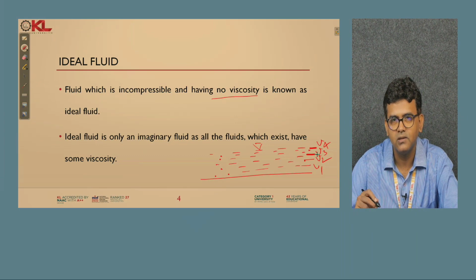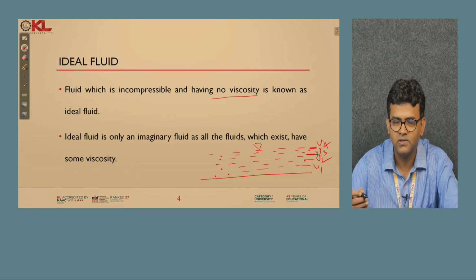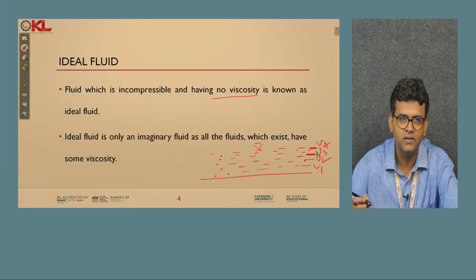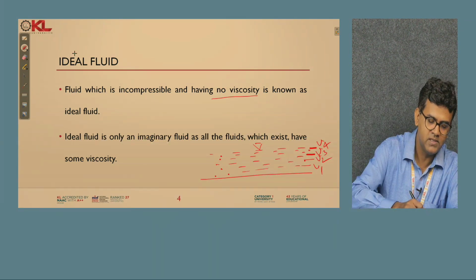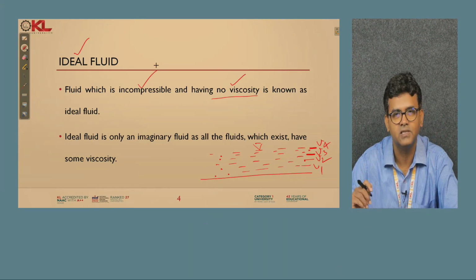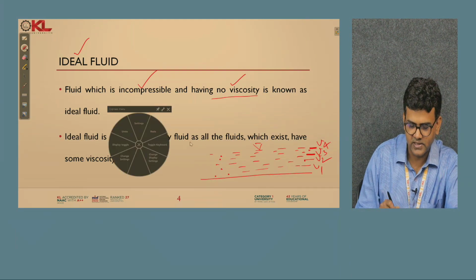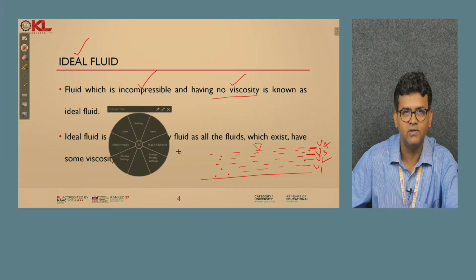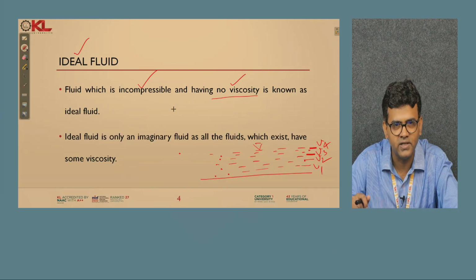So in the ideal fluid there is no viscosity and incompressibility. We will discuss compressibility and viscosity later in detail. So the ideal fluid is one whose main properties are no viscosity and incompressibility. That is called the ideal fluid, and this is the imaginary fluid. It comes under the category of imaginary fluid.